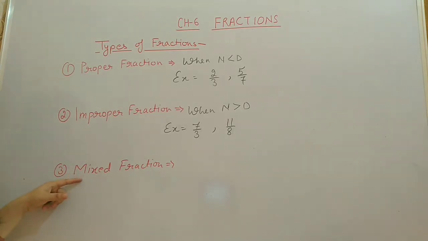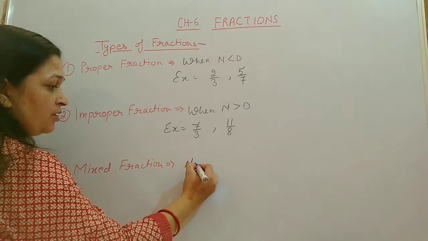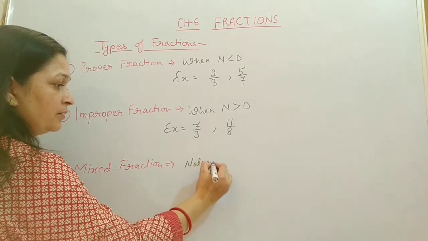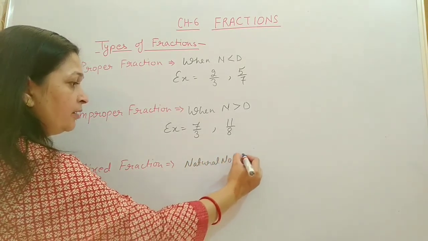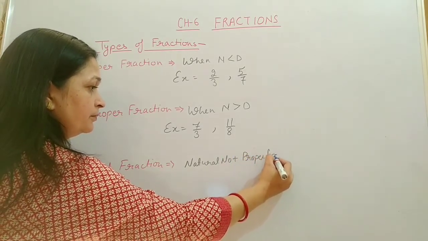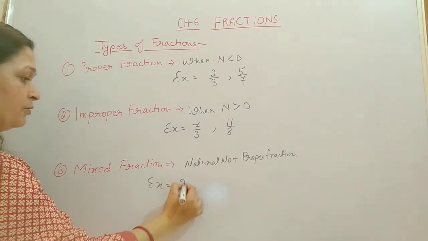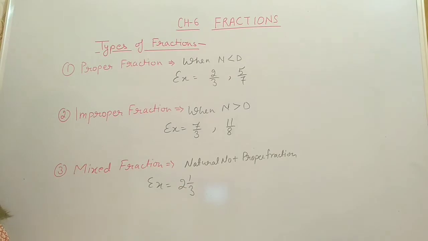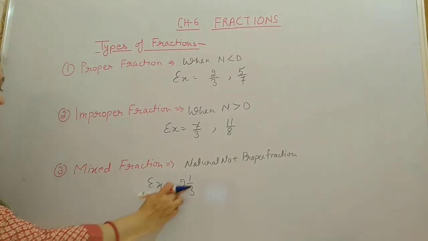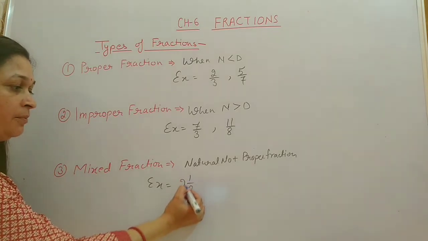Next thing, third one is mixed fraction. Mixed fraction is the combination of a natural number and a proper fraction. So for example, if you have 2 whole number 1 by 3. So here this 2 is a natural number and 1 by 3 is a proper fraction. Always this will be a proper fraction.